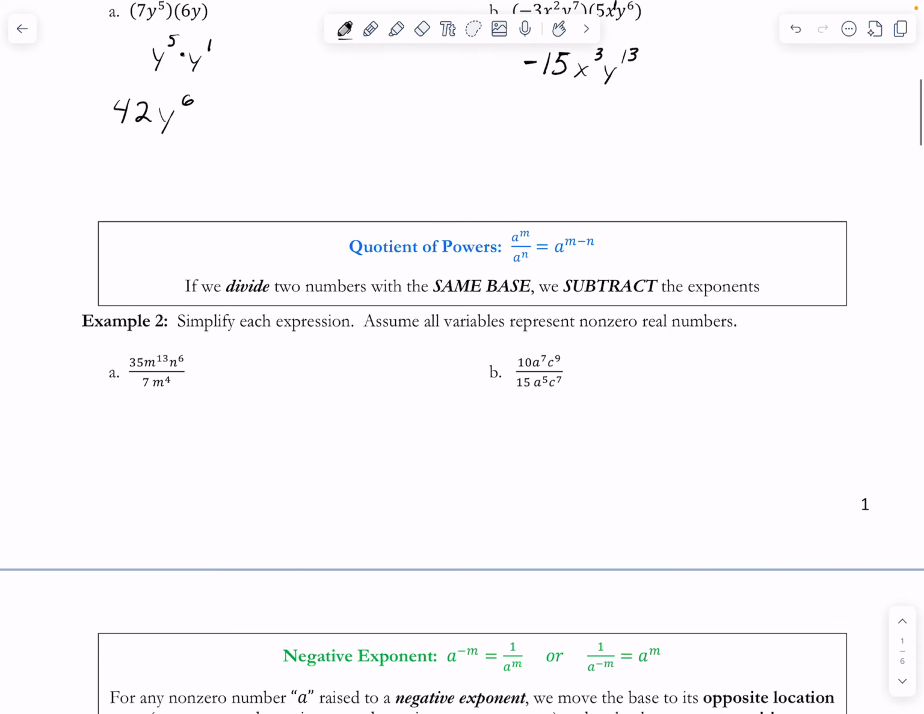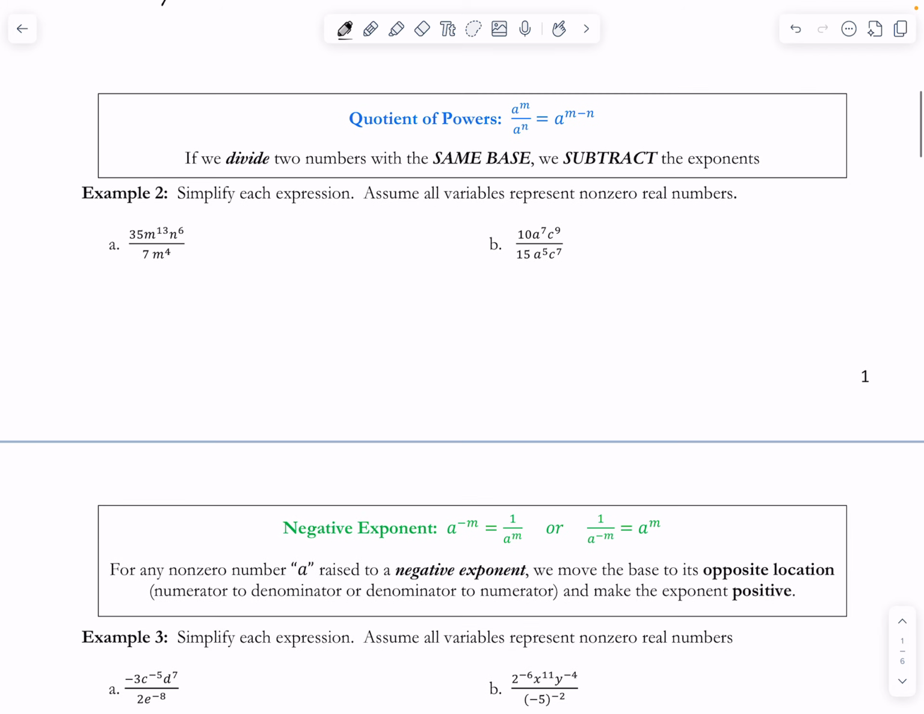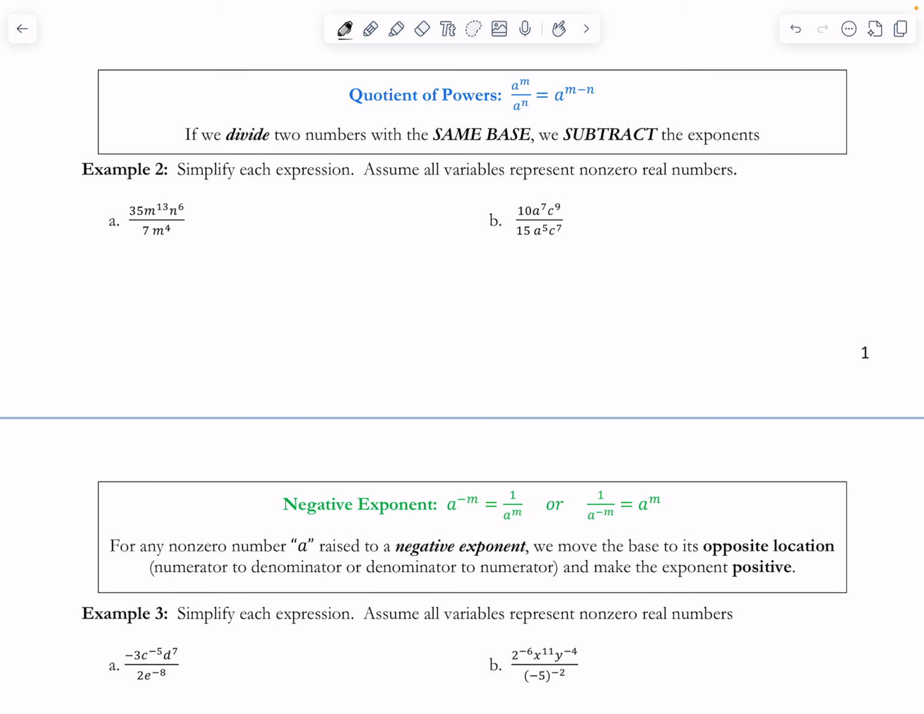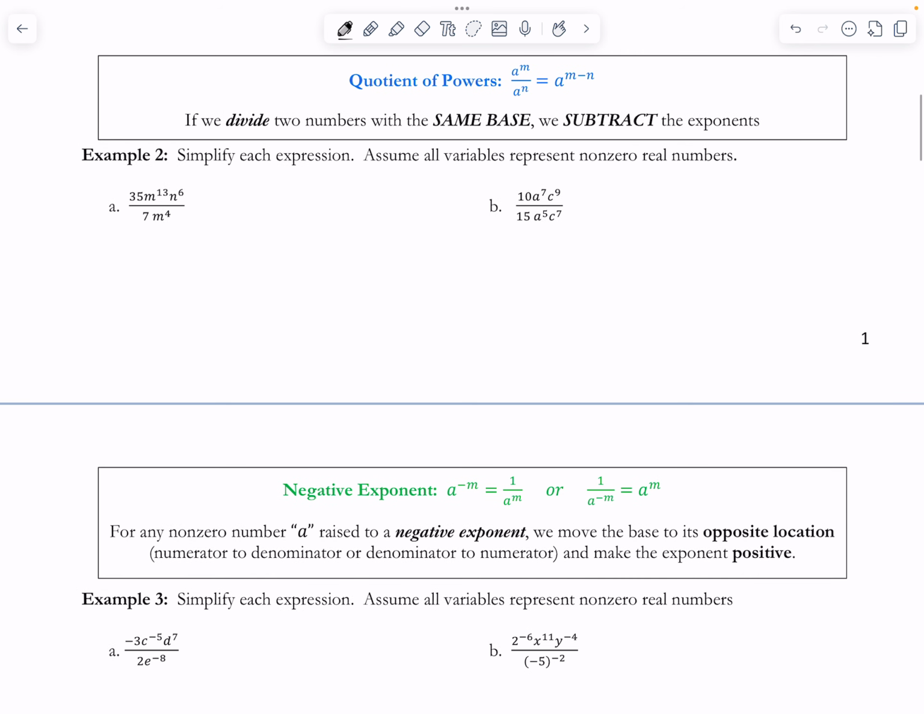The quotient of powers is very similar. We're just going to subtract because we have division, right? Quotient, you know from your days in elementary school that's talking about division. So in this first one, I'm going to divide 35 divided by 7 to get 5. And then m to the 13th power divided by m to the 4th power. So if I write that over here, we're going to subtract these two numbers to get 13 minus 4, which is m to the 9th power.